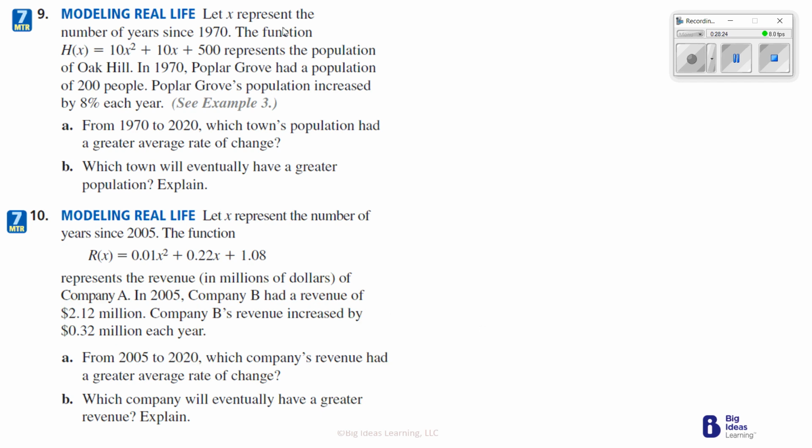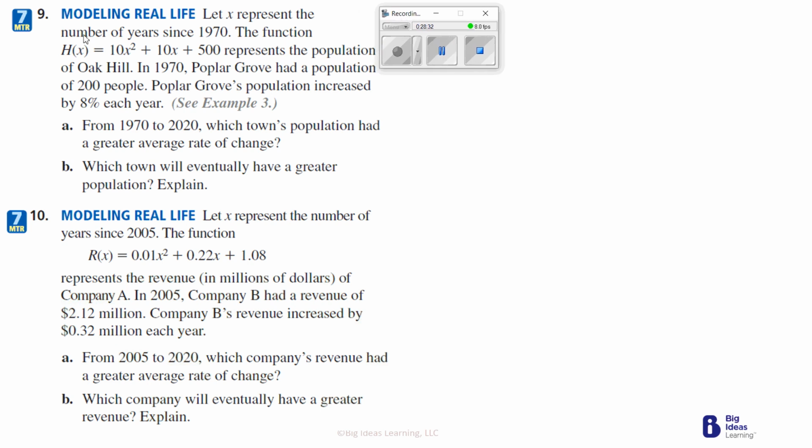So number 9 says, let x represent the number of years since 1970. The function h of x equals 10x squared plus 10x plus 500 represents the population of Oak Hill. In 1970, Poplar Grove had a population of 200 people. Poplar Grove's population increased by 8% each year. So from 1970 to 2020, which town's population had a greater average rate of change? And so let's do that one first.